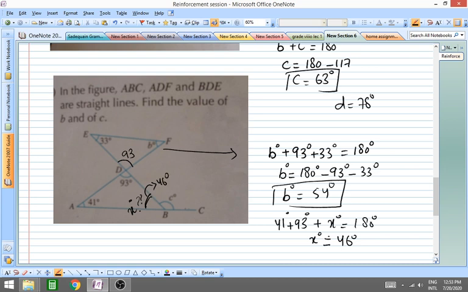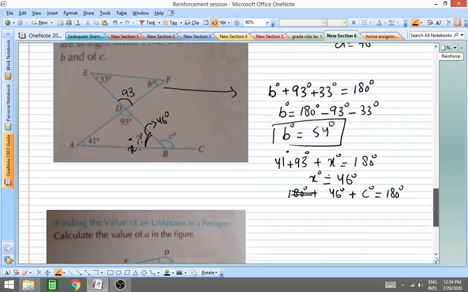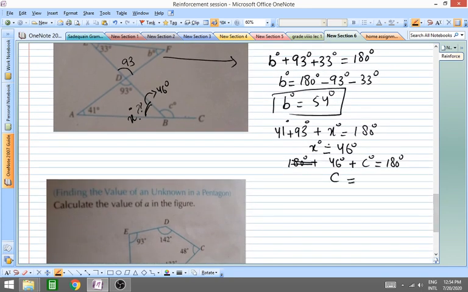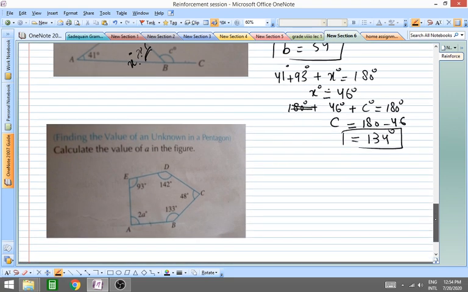So if you try to find the value of C, as we know that 46 degrees plus C degrees will add up to 180 degrees, as angles in a straight line are also 180. So your C would be equal to 180 minus 46, and the final answer would be 134 degrees. So in this way I have successfully found all the unknown angles.